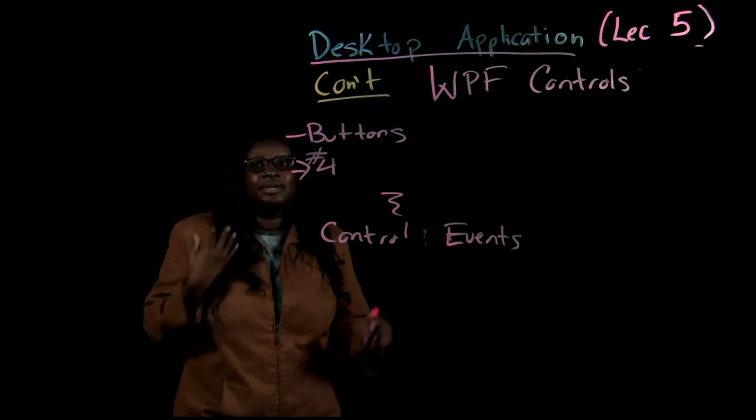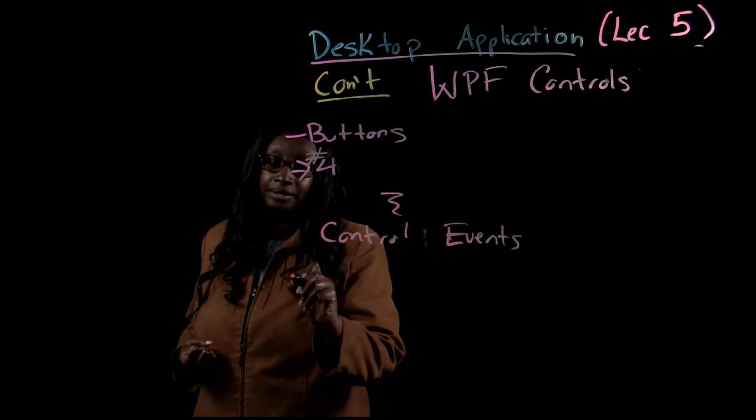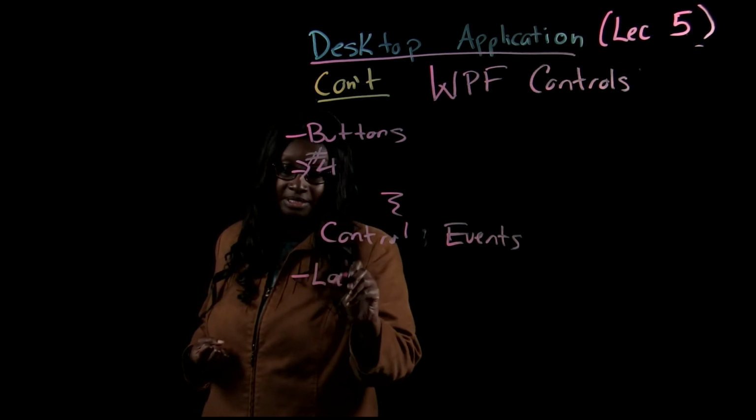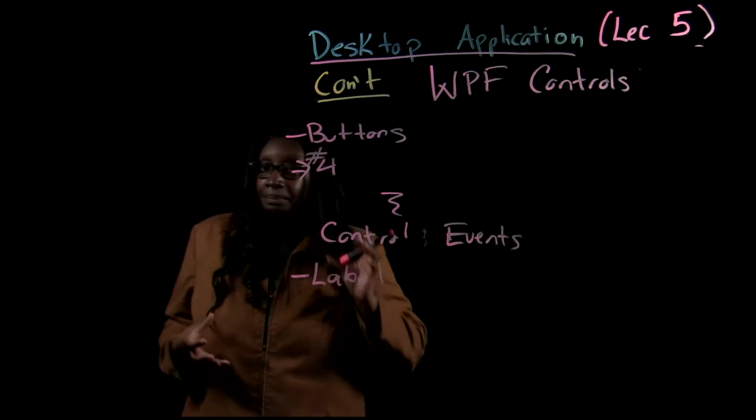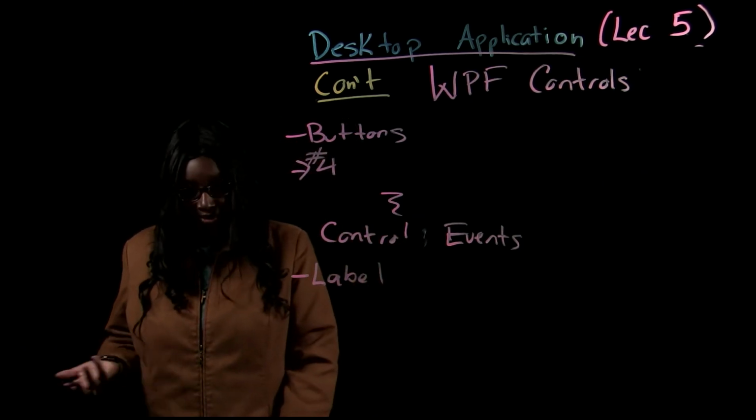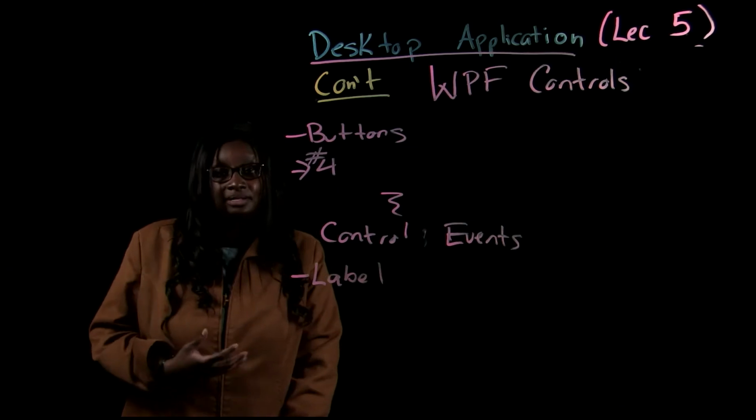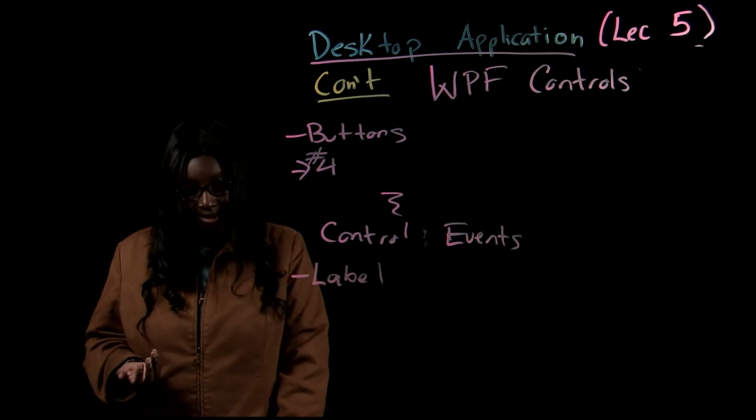What you're going to do now is add a label to your screen. So if you go back to your toolbox, select label and put it anywhere on your screen. What we're going to do is make it so that when we make an event, you can change that actual label.